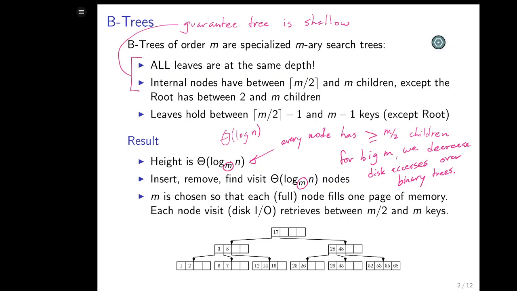So that's the definition. Does anybody have any questions about the definition? The really important parts are that the nodes contain at least half of their capacity, maybe more. And the second thing, all the leaves are at the same level.